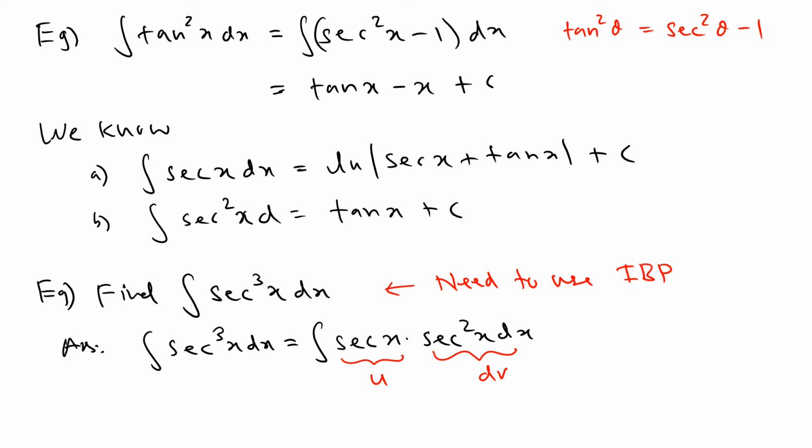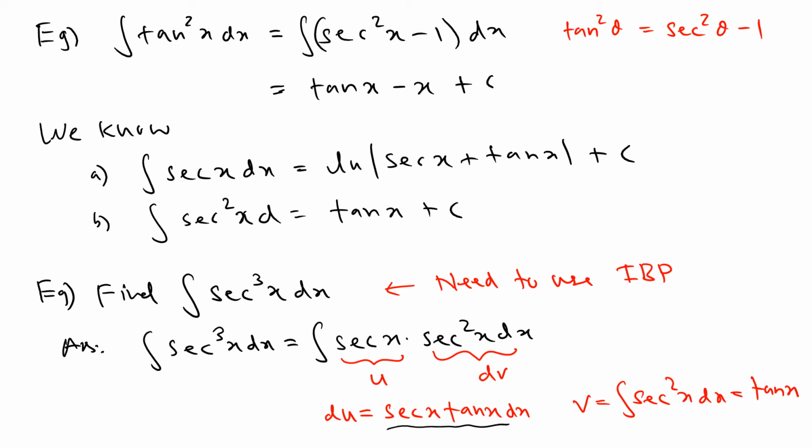So that means du in this case is the derivative of secant, which is secant x tan x, and v is the integral of secant squared, which is tan x. Okay, so we have all four now: u, du, v and dv. So we can use the integration by parts formula to finish the rest of the problem. Good. So let's do that. We pick u equals secant x, so we have du, and we pick dv, so we have v. Okay, so we have all four. So let's finish the problem.